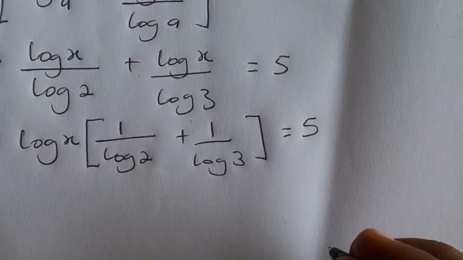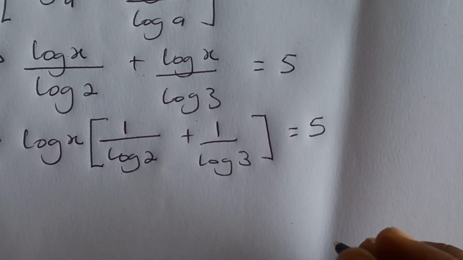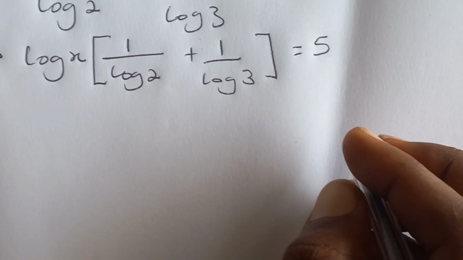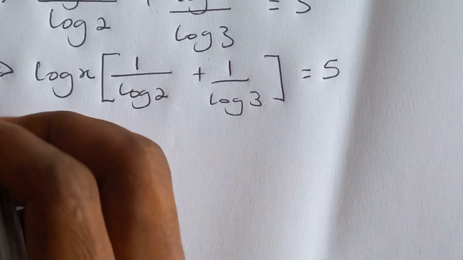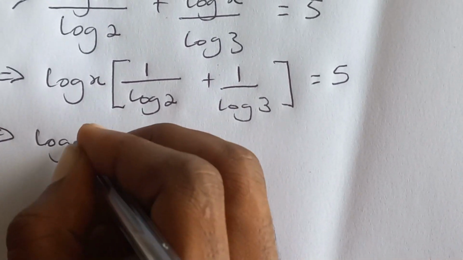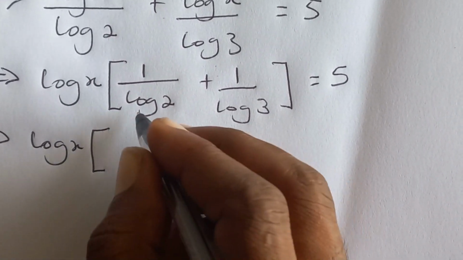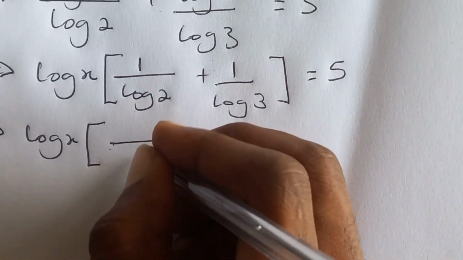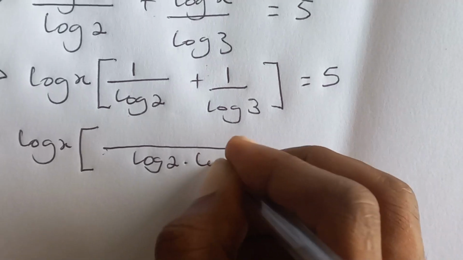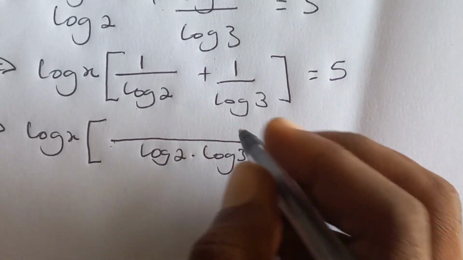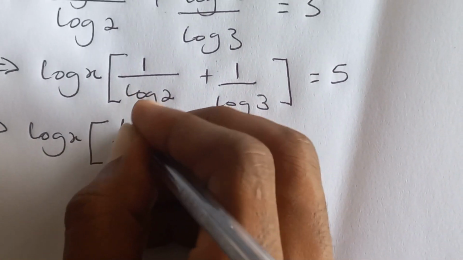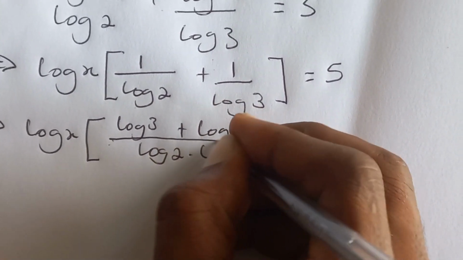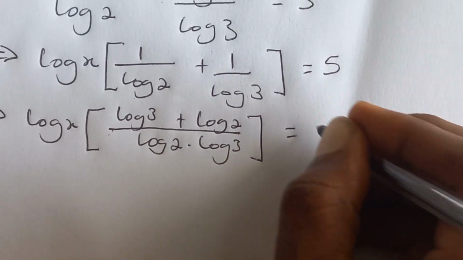With this log x, we can look for the LCM, which is log 2 log 3. And log 2 goes into this log 3, plus log 3 goes into this log 2, is equal to 5.